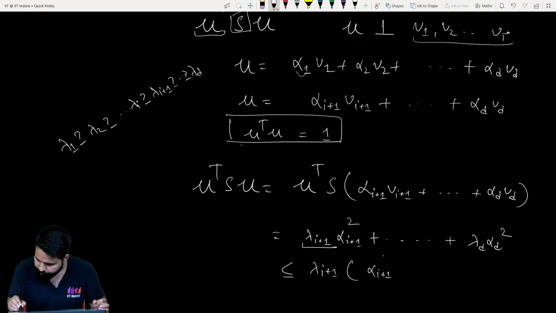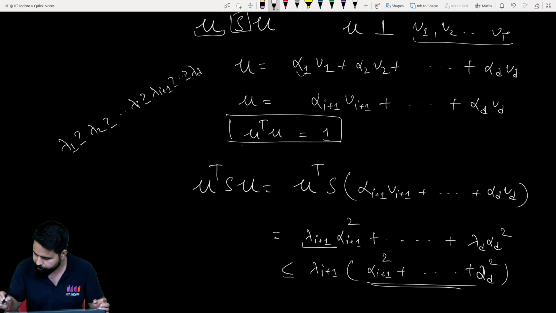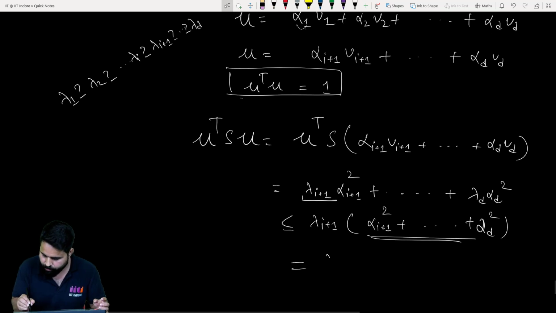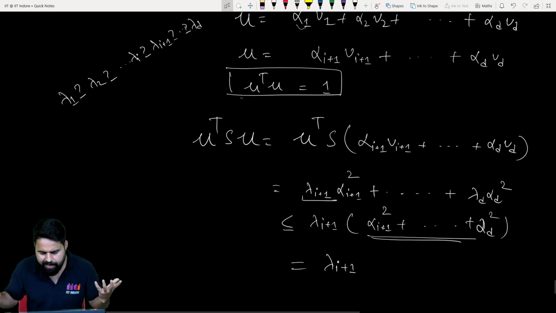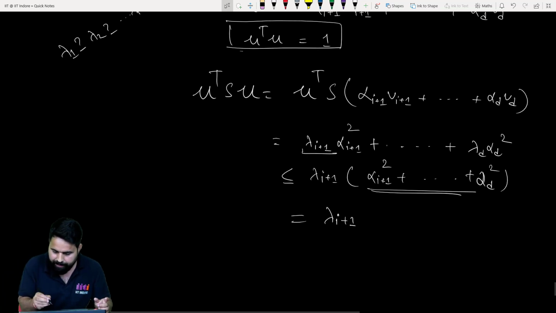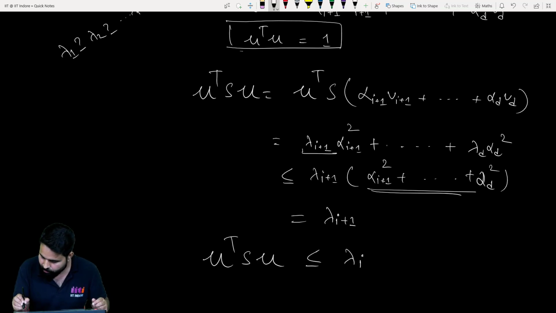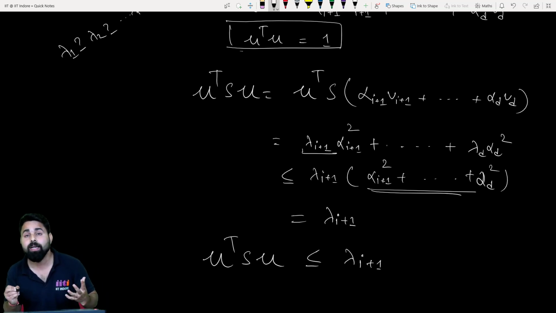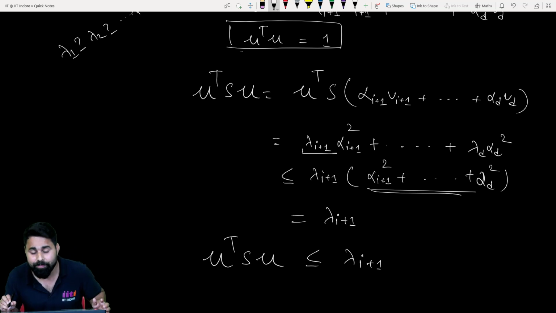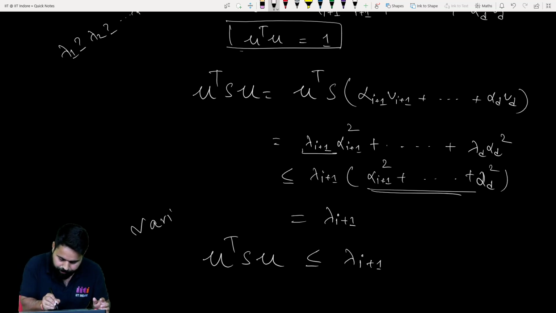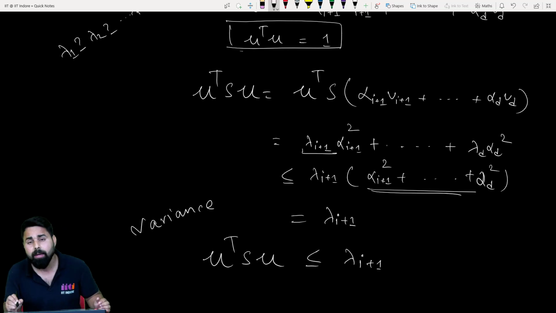Very good. The sum of the alpha squared terms is equal to 1, so this equals lambda i+1. It is the same parallel thing. So the (i+1)th best variance is always less than or equal to the (i+1)th eigenvalue. This is the variance along U, but can we achieve this maximum? Yes, indeed.